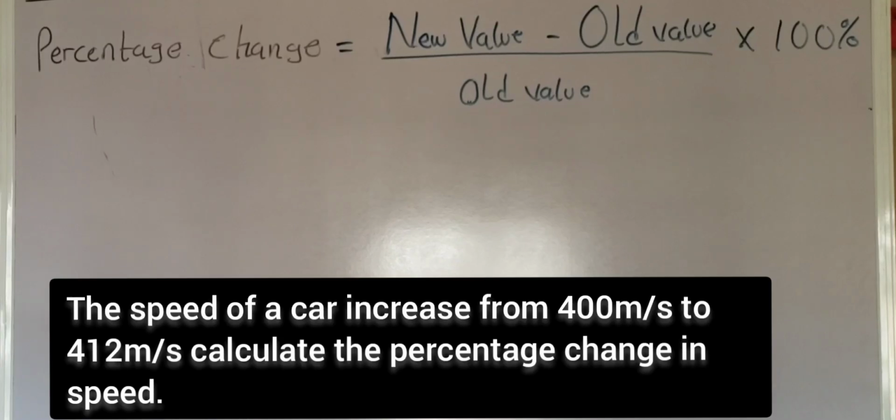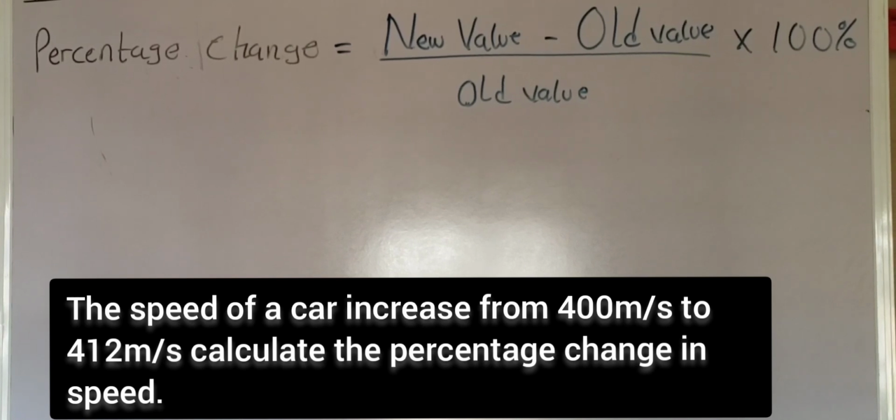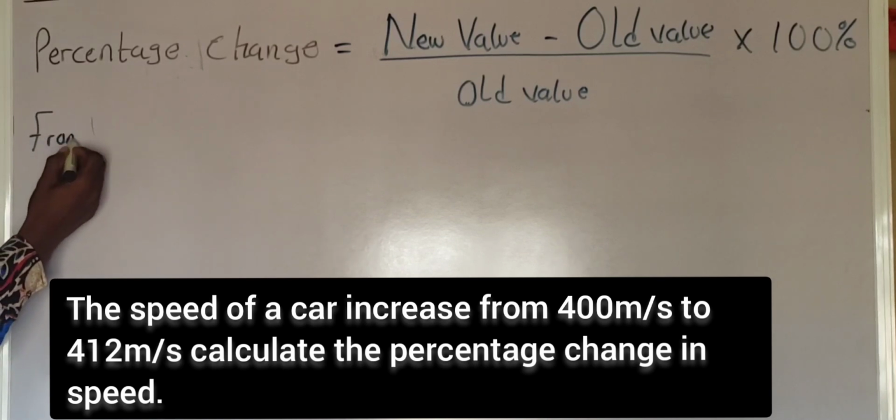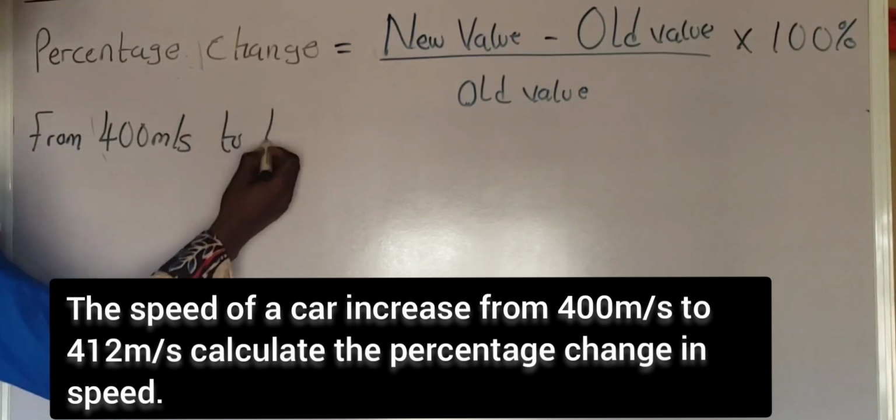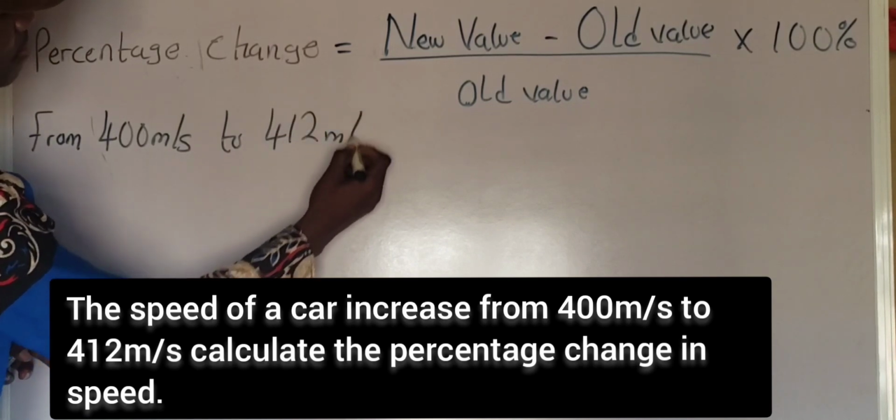The speed of the car increased from 400 meters per second to 412 meters per second. Calculate the percentage change in speed. Okay, we are asked to calculate the percentage change in speed. The speed of the car increased from 400 meters per second to 412 meters per second.